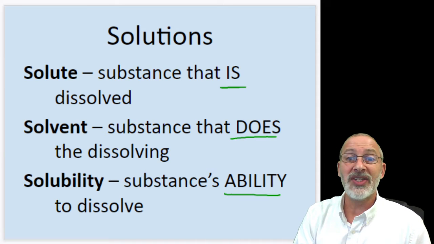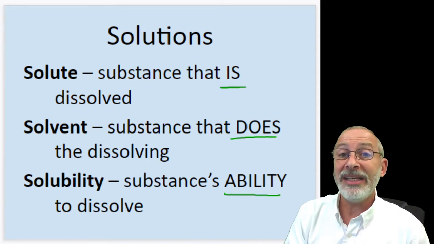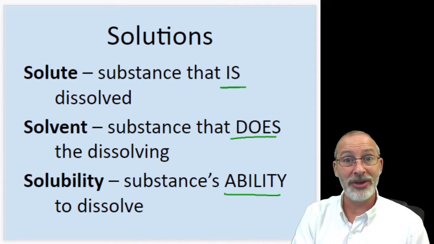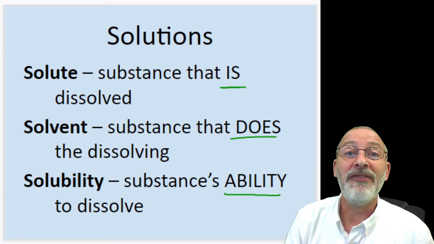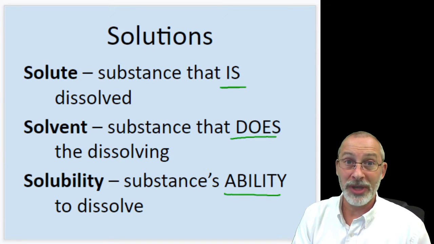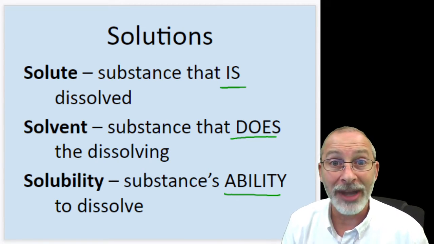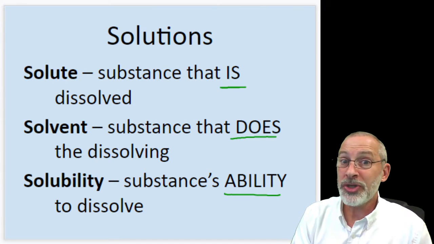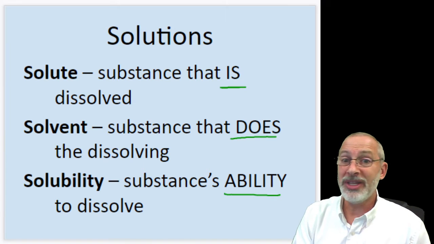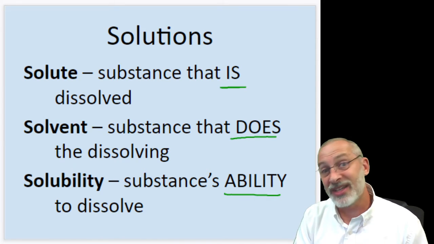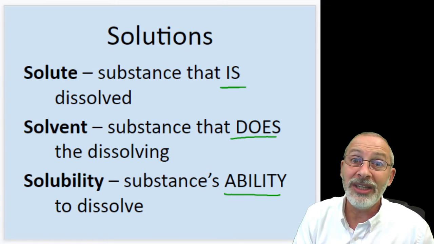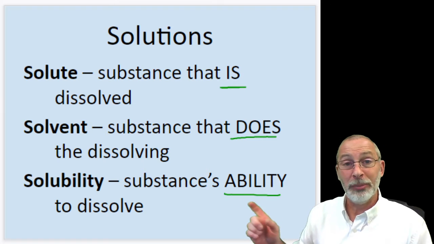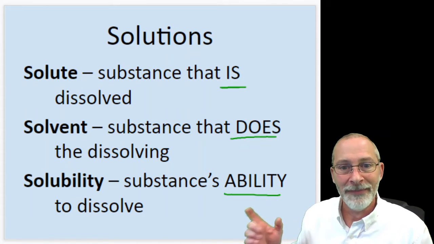Solubility is a substance's ability to dissolve. Again, notice the capital letters, and also notice I've underlined them. You might want to go up in your notes right now and underline those words also, because it can help you when you're studying. Solute is dissolved. Solvent does the dissolving. Solubility, ability to dissolve. In fact, a good memory aid for solubility is it sounds like ability.